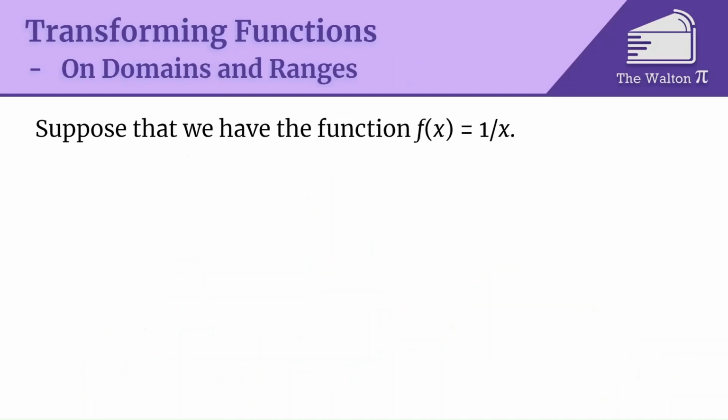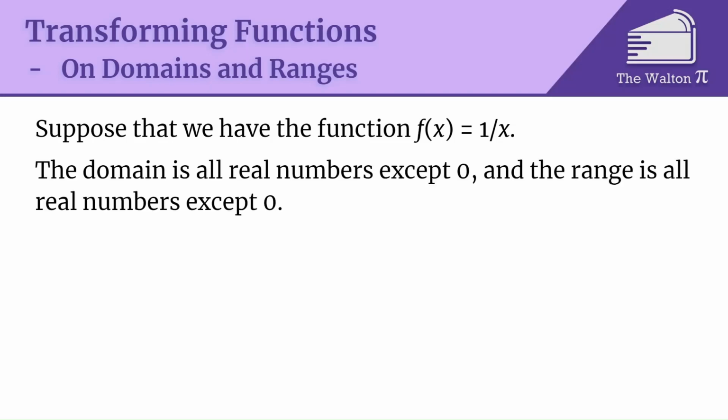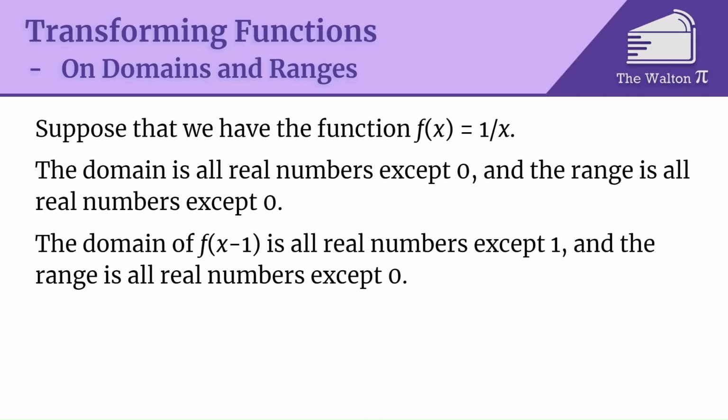So let's now talk about the domains and ranges of functions. We might have a rational function like f of x equals 1 over x. The domain and range of this function is not all real numbers. Here, the domain is every real number except 0, and the range is all real numbers except 0. But then if we look at the domain of f of x minus 1, that is all real numbers except 1, and then the range is all real numbers except 0.